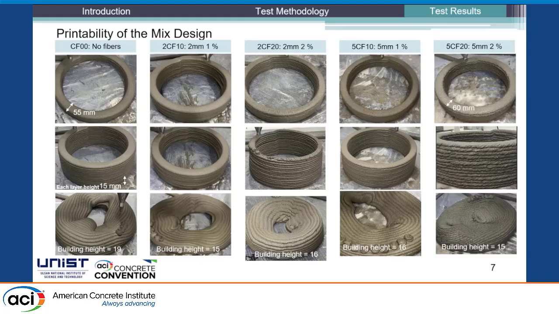And this is a brief overview of the printability of the mix design. I will not be discussing this deeply, but I would like to show that the materials we propose here are printable, and they have a build-up height of around 15 to 19 layers, with each layer height of 15 millimeter. This is shown from CF00, which is no fibers, up to 5 millimeter fibers with 2% content.